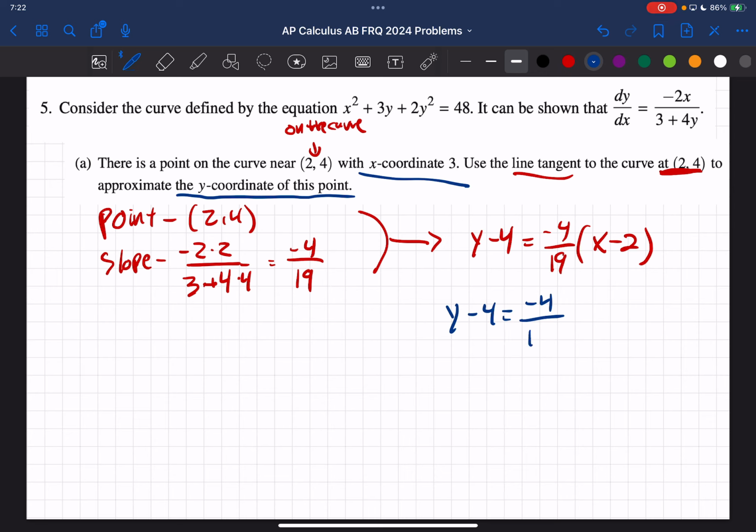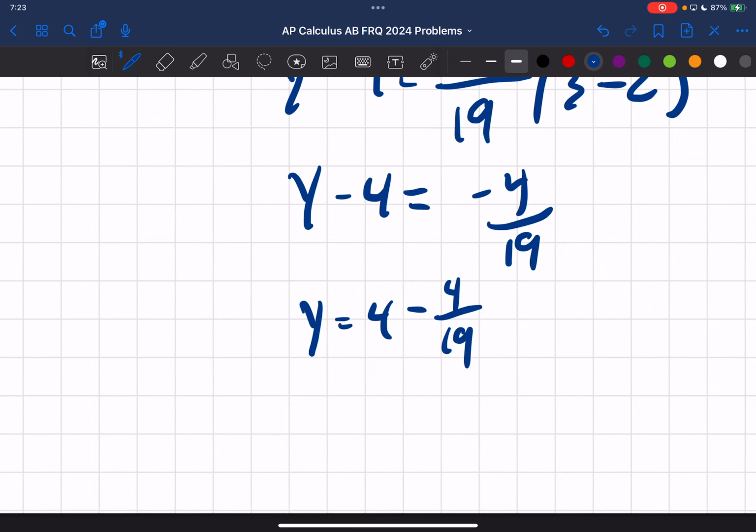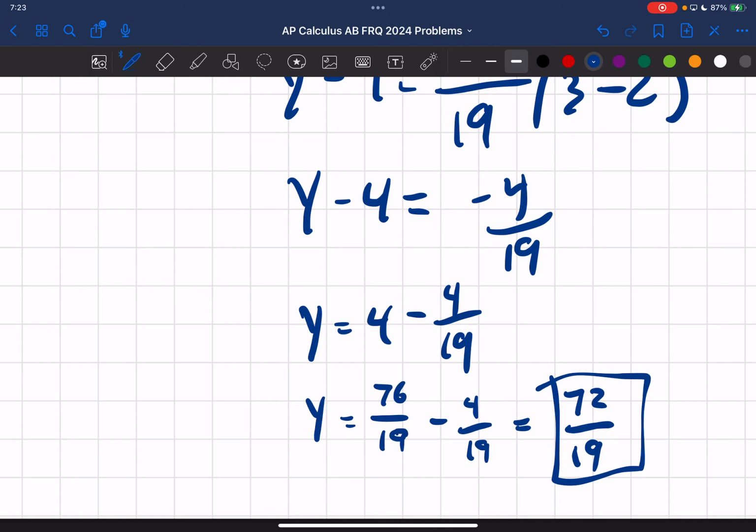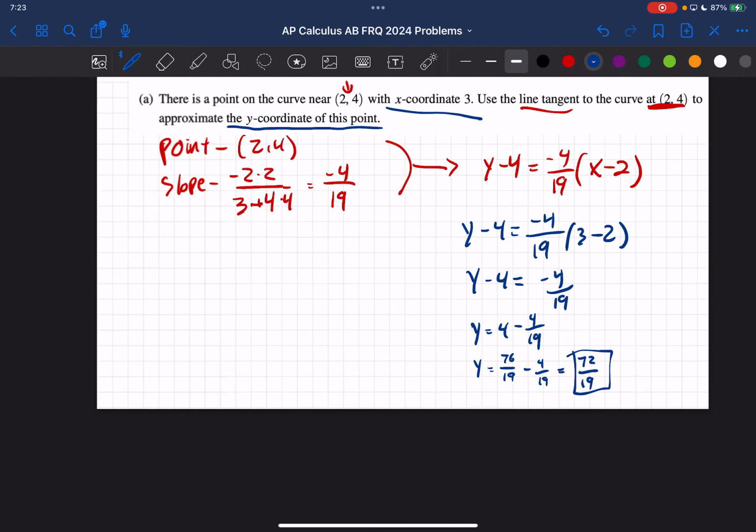Now from that, we want to approximate the y-coordinate of this point with the x-coordinate of 3. So that means we're going to plug in 3 for x. What's in parentheses just reduces to 1. So we have negative 4 over 19, and I'm going to have to add 4 to negative 4 over 19. Down below here, we need a common denominator. 4 is 76 over 19. So when we add, we get 72 over 19, and that is our y value for part A.